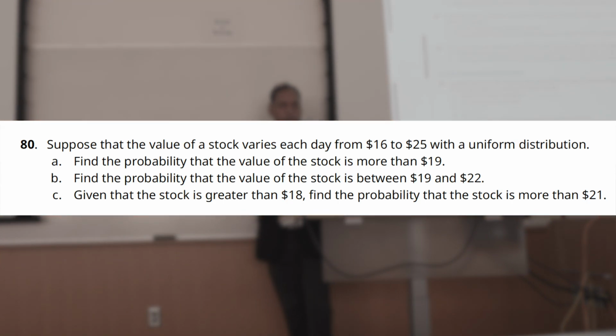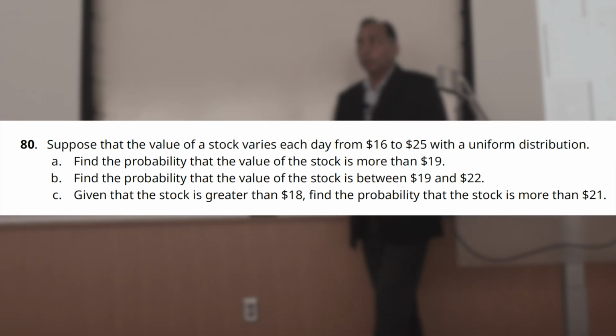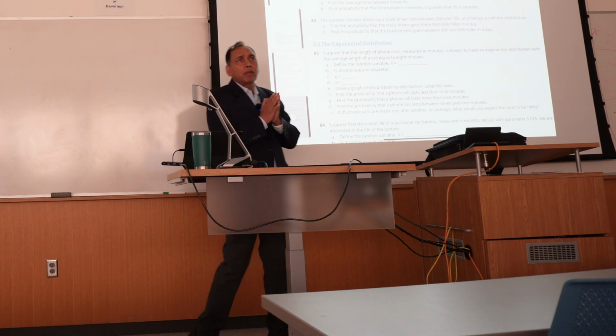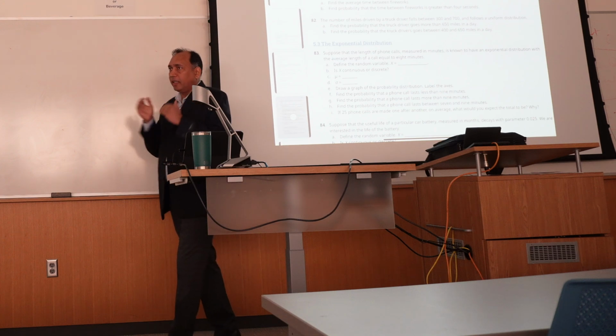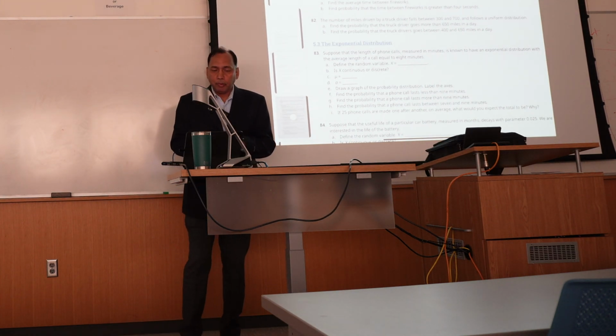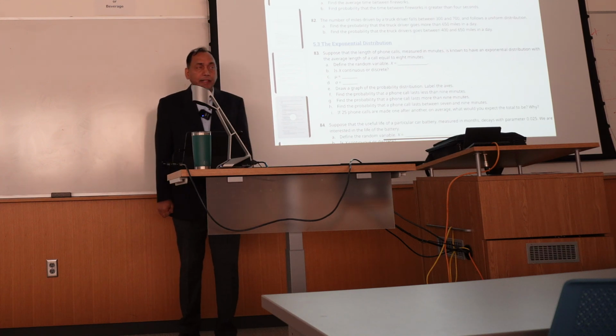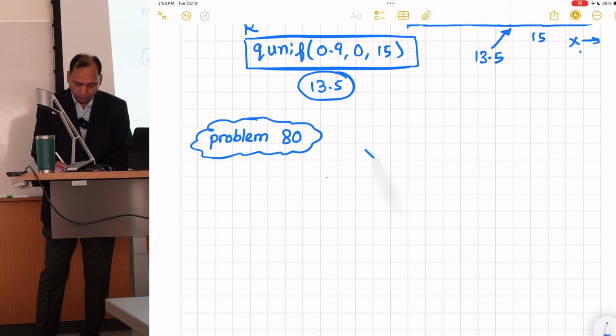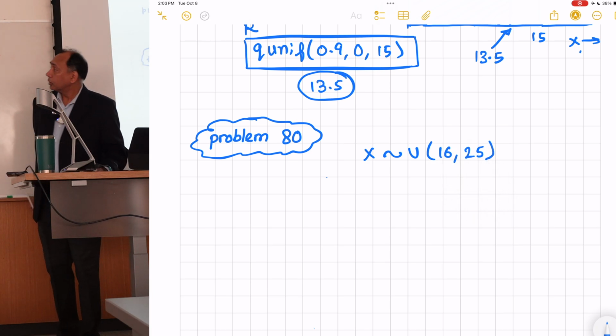Suppose that a value of stock varies each day from 16 to 25 with a uniform distribution. So during a given time period, a week or maybe a few weeks, it is varying like a uniform distribution. Find the probability that the value of stock is more than 19. We are given a random variable x that follows a uniform distribution with A as 16 and B as 25. So that is given.